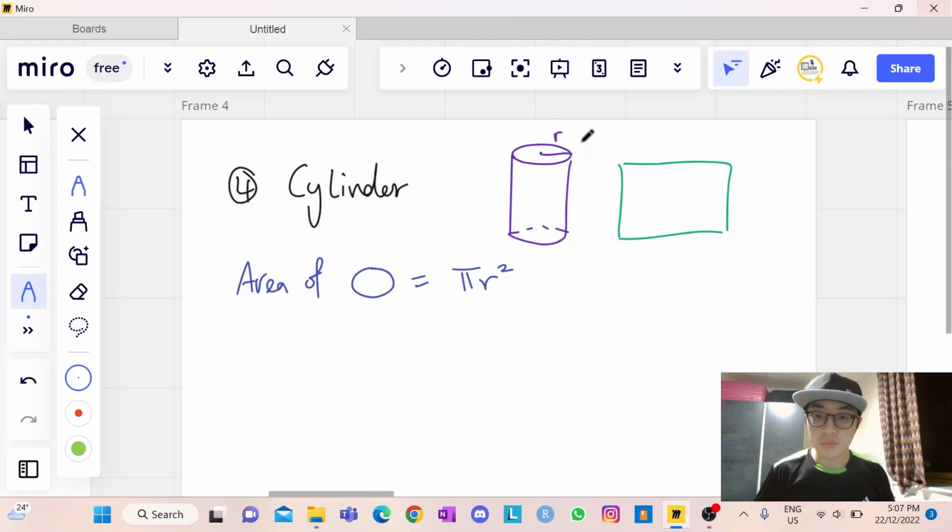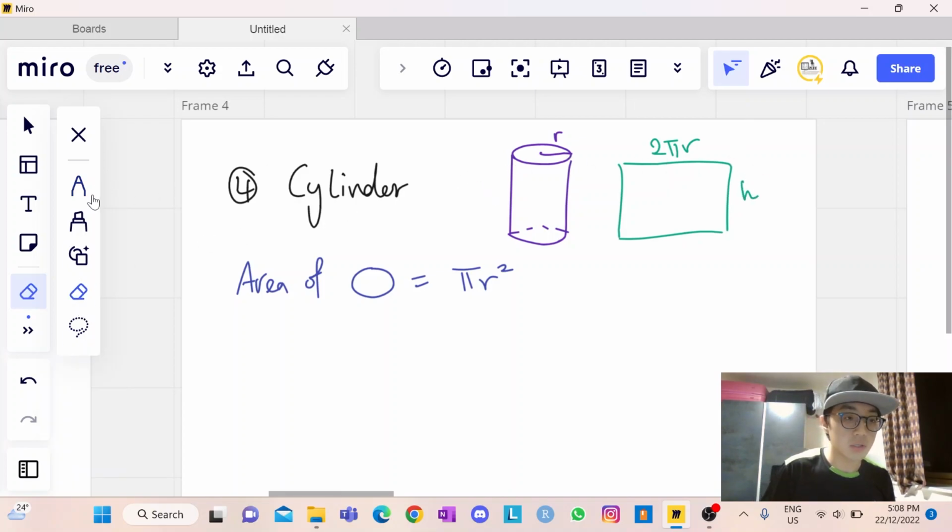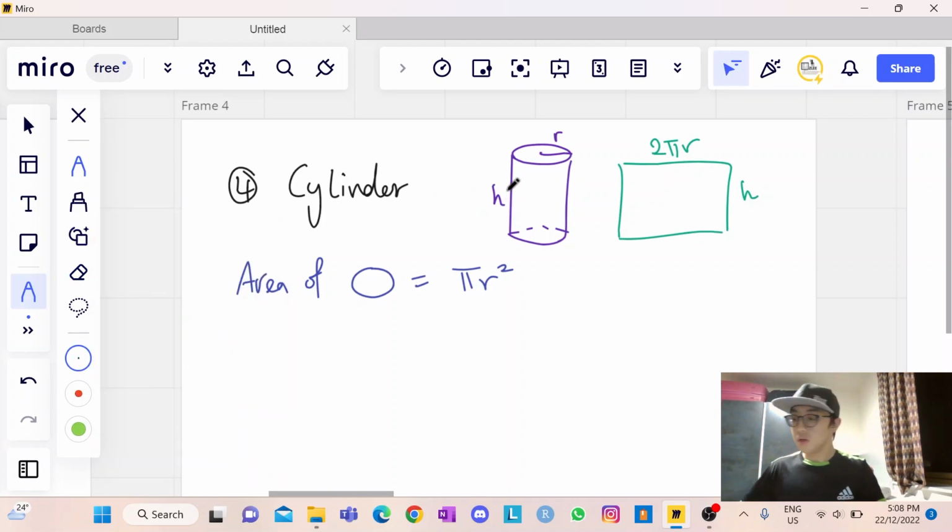So the circumference of the circle is 2 pi r, right? So it actually makes sense. And this is the height given, so it's just h. All right, so this is gonna be h. Okay, so after you know this, so the area, all right, let's change back to the color.